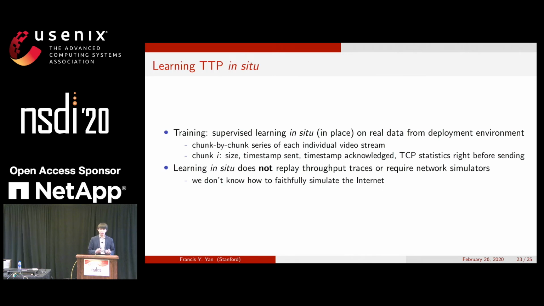TTP's design enables it to be trained in situ, meaning in place on real data from the deployment environment. The training data are sampled and fed into TTP as user streams. Each user stream contains a chunk-by-chunk series, including the size and actual transmission time of each chunk, and the TCP statistics on the server. We use standard supervised learning to train TTP to minimize the difference between its predictions and the actual transmission times of chunks. I want to make it clear that learning in situ does not need to convert chunk-by-chunk real data into throughput traces and replay them. It does not require any network emulators for training either. Learning in situ simply means learning in place on data from the actual deployment environment.